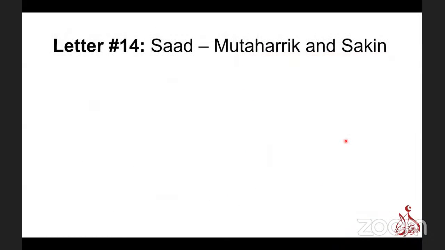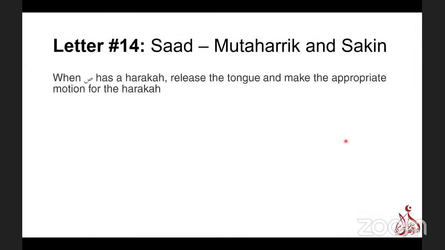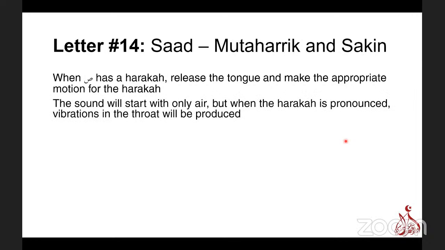So now moving forward, let's go through the examples. How is Saad mutaharrik and sakin pronounced? When Saad has a haraka, it's very simple. We release the tongue from the bottom teeth, let it go from that area, and make whichever motion we need to make for a haraka. When you start off the sound of the Saad with a fatha, dhamma or kasra, it will only be air, but by the time you pronounce the haraka, there will be vibrations felt.